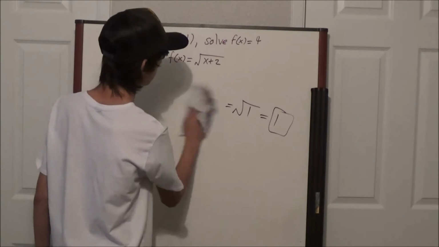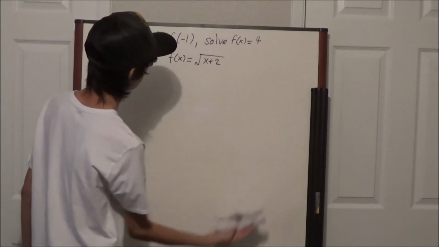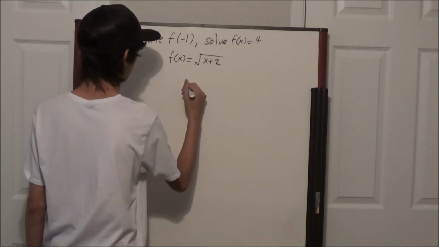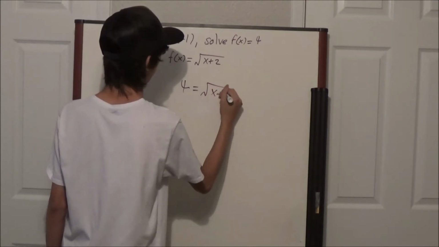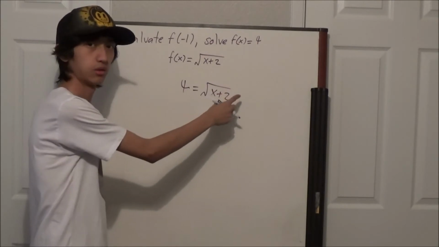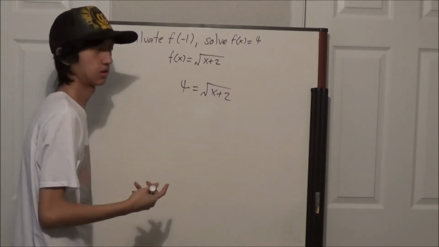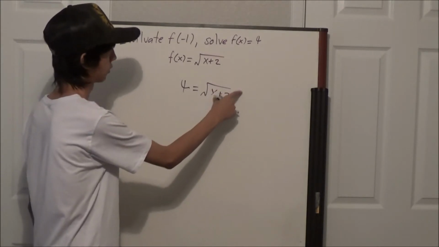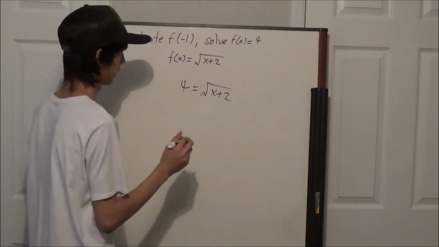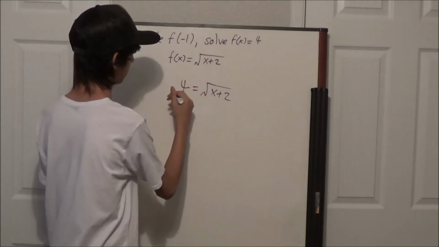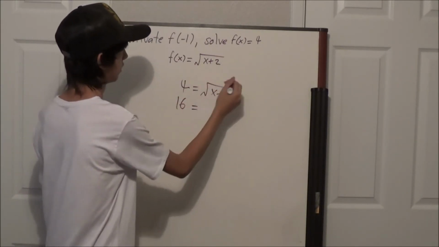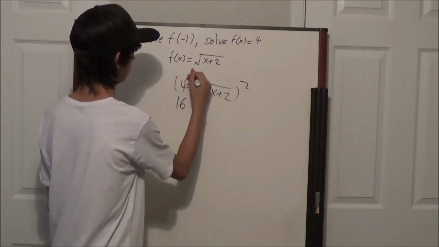Now, how do we solve for 4? Well, we plug in 4 equals square root of x plus 2. Now we have an equation. So solve for x. Because this is a square root, we're going to square both sides. How I like to do it, I just say the square root goes to the other side, meaning you square it. But just for how you guys learn it, we're going to square both sides. So 4 squared, 16.